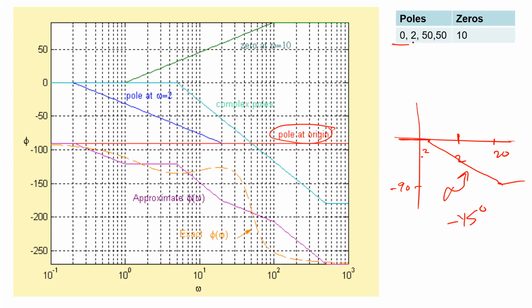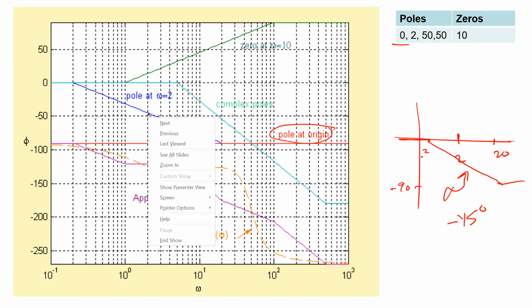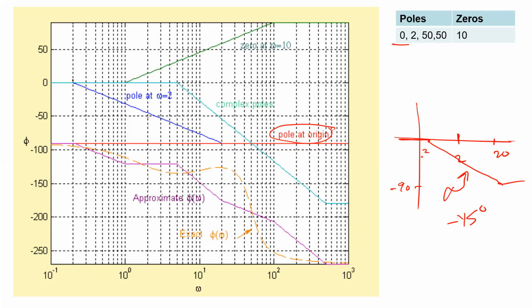Okay, for the 2, this is the 2 in here. So at point 2, which is this one, I have 0. And then at 20, this is 20, I have minus 90. Then you connect.